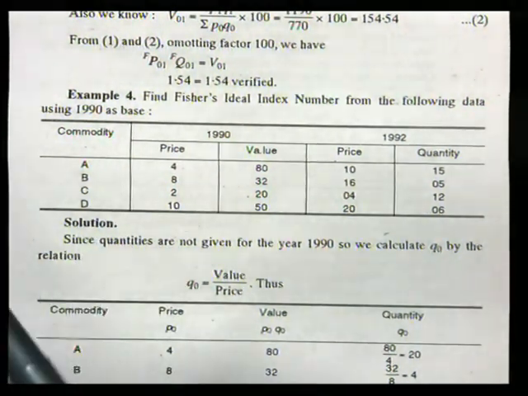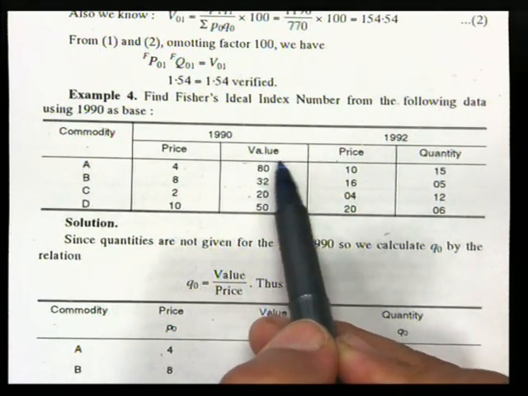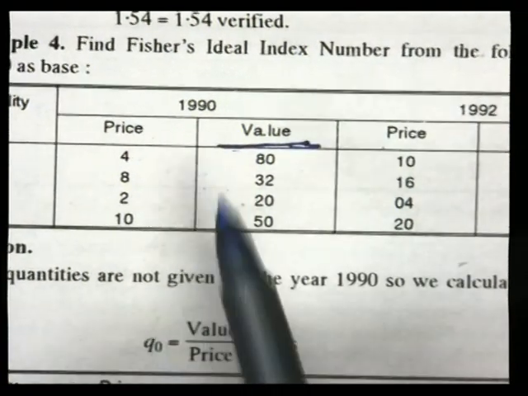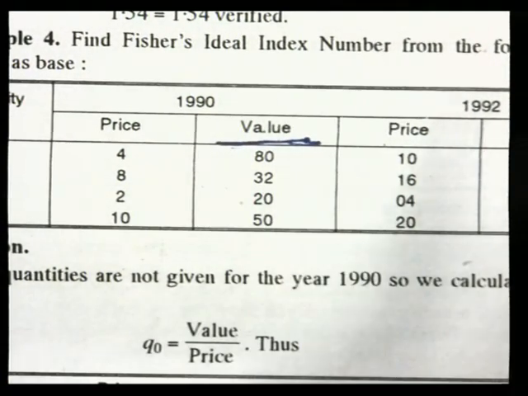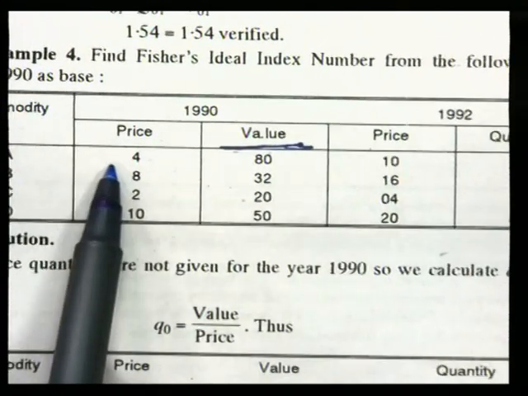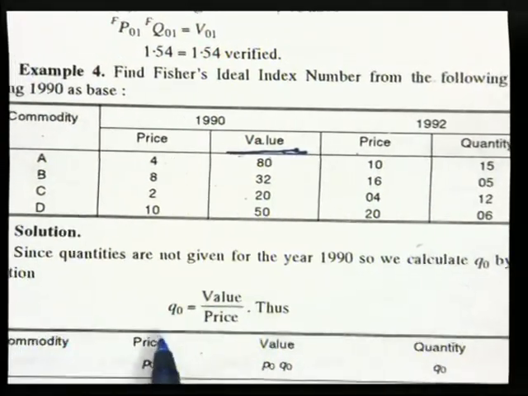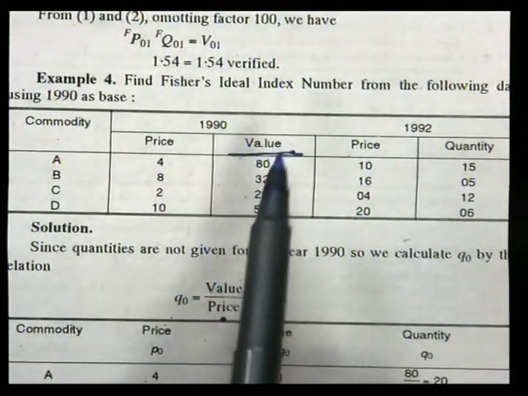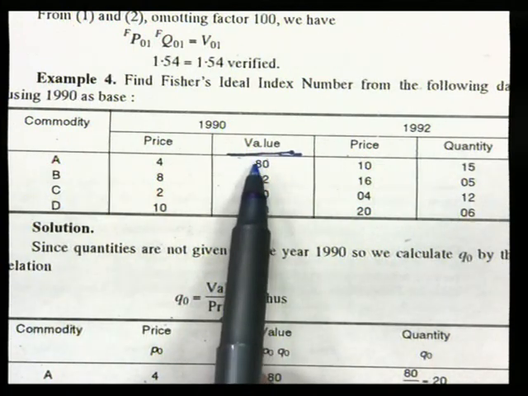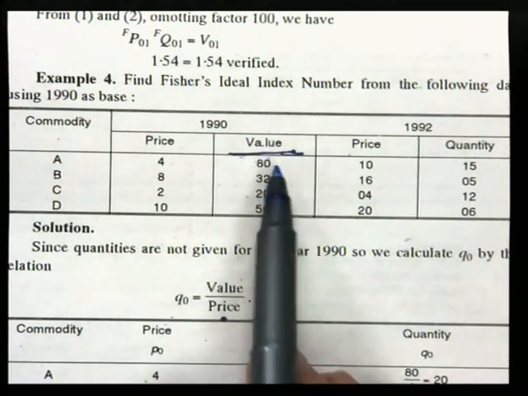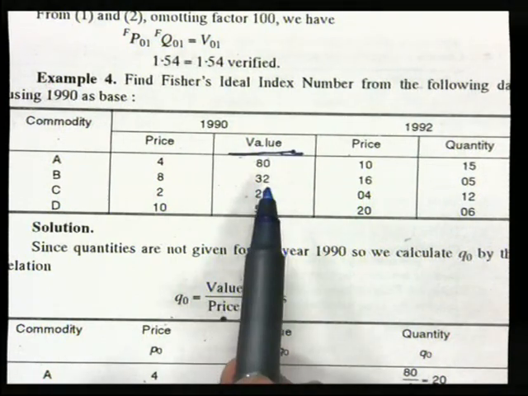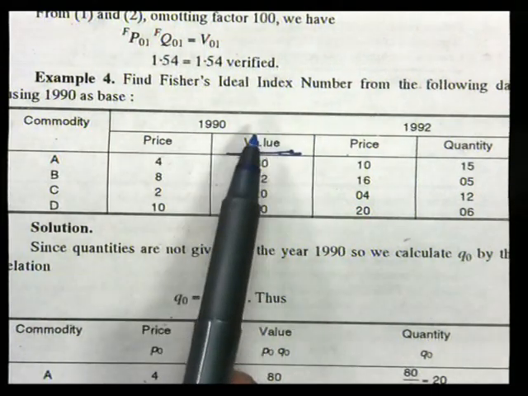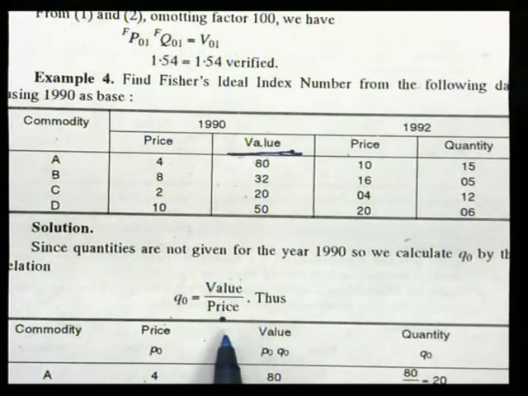Since quantities are not given for the year 1990, we calculate Q0 by the relation. This is very important. Direct quantities are not given to us, so we have to find the quantities from the given values. By the relation, value divided by price will give us the quantity. Thus Q0 is equal to value divided by price. The product of P0 into Q0 gives us the value, and hence if you want to find Q0, naturally it will be value upon price.